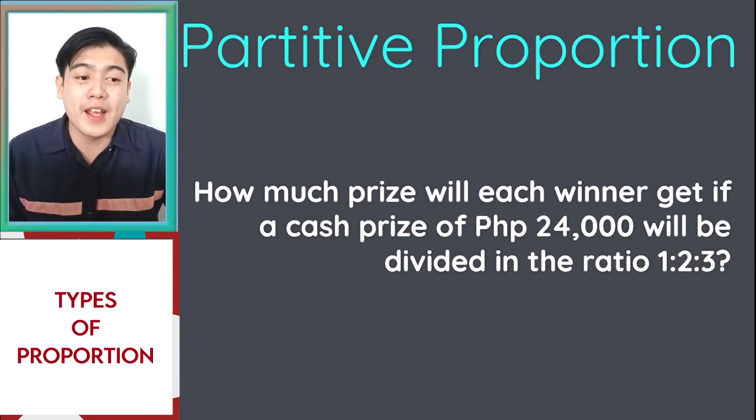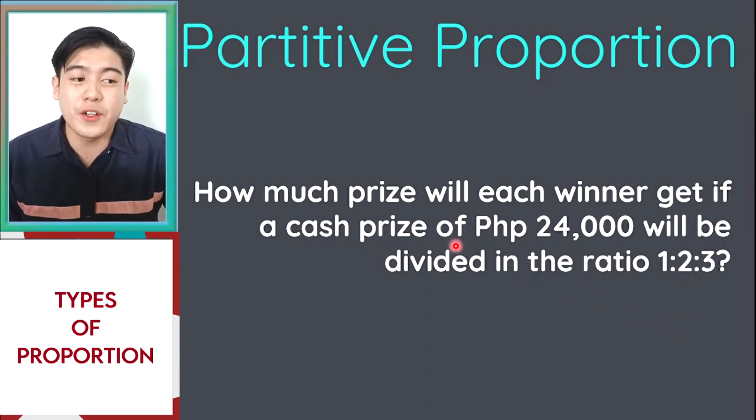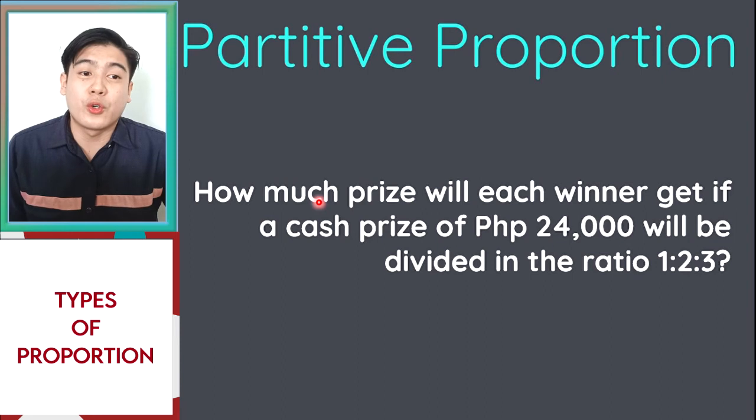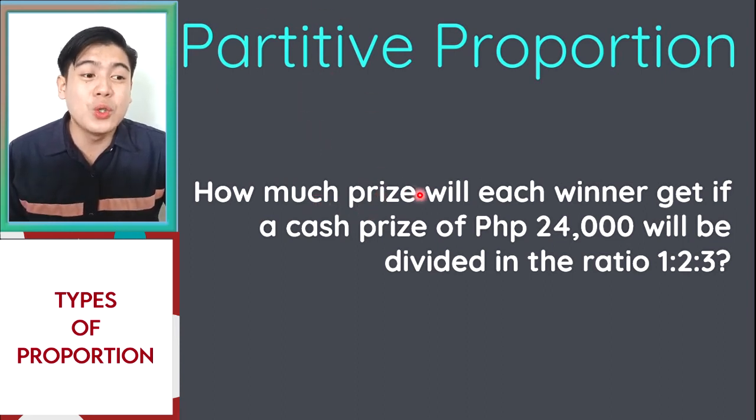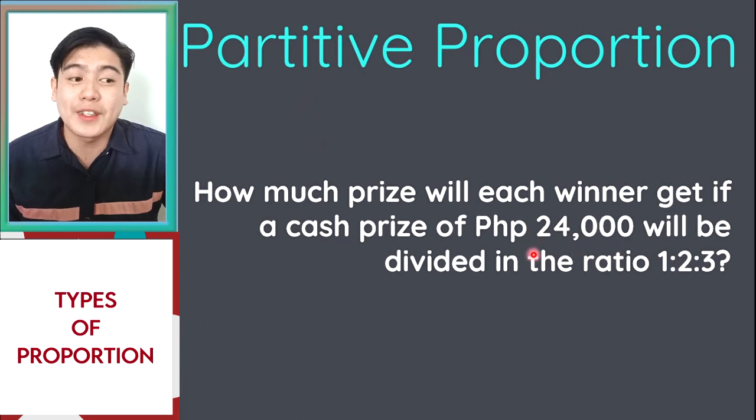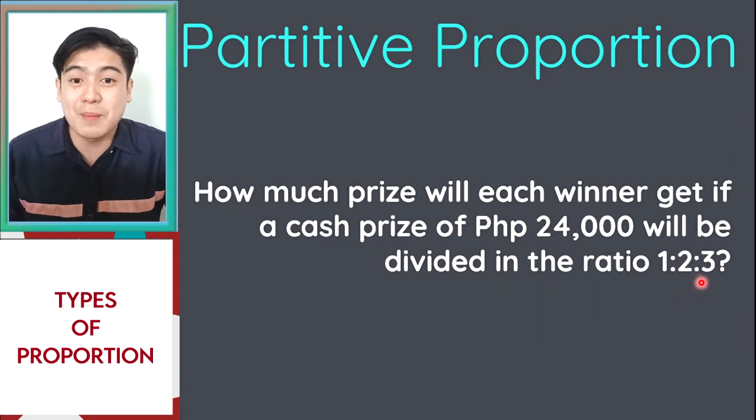And last type of proportion is partitive proportion. How much prize will each winner get if a cash prize of 24,000 will be divided in the ratio 1:2:3? Ito yung kaninang example dun sa previous problems natin. Bakit siya ginawang partitive proportion? So, root word ng partitive, part. So, pinarte-parte yung whole quantity which is 24,000 and hinati yun dun sa ratio na tatlo, 1:2:3. Pwede din siyang mas madami pa dito sa tatlo.